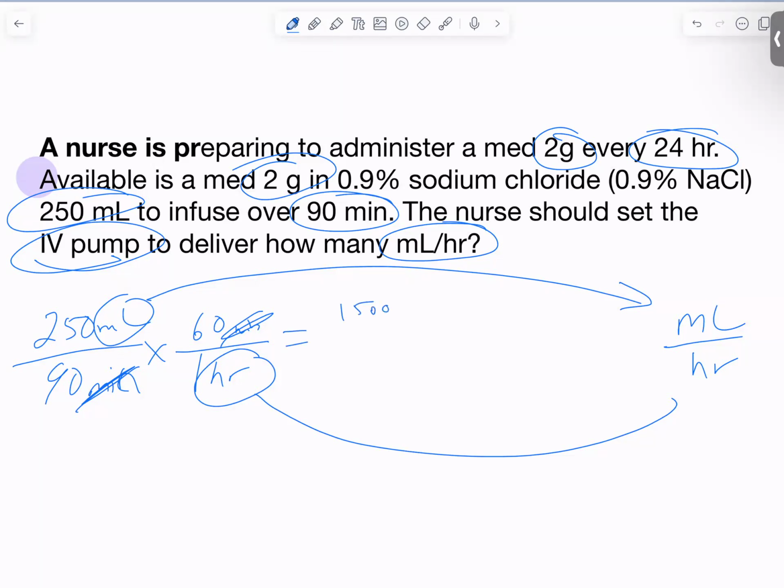So it's 15,000 over 90, and that will give you 166.66. Anything greater than 10, we round to the whole number. So I looked at the number to the right of the decimal of the whole number, and it's going to be rounded to 167 milliliters an hour. Let's do another.